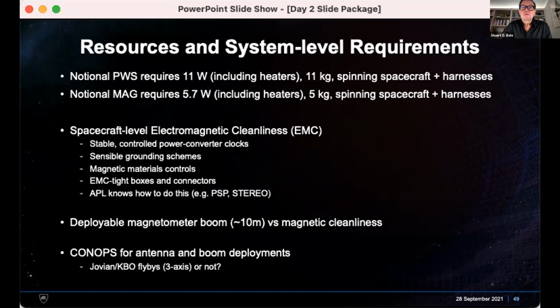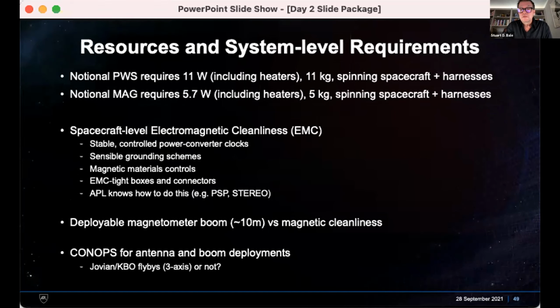There's a spacecraft level electromagnetic cleanliness requirement. You need stable power converters. You need stable clocks on power converters. You need some good grounding schemes, magnetic materials, etc. That's something we know how to do. APL knows how to do this and has done it very nicely for Solar Probe and for Stereo. We need a deployable magnetometer boom, and the trade on the length there is against magnetic cleanliness of the spacecraft. So there's some things to consider, and then you need ConOps, right?